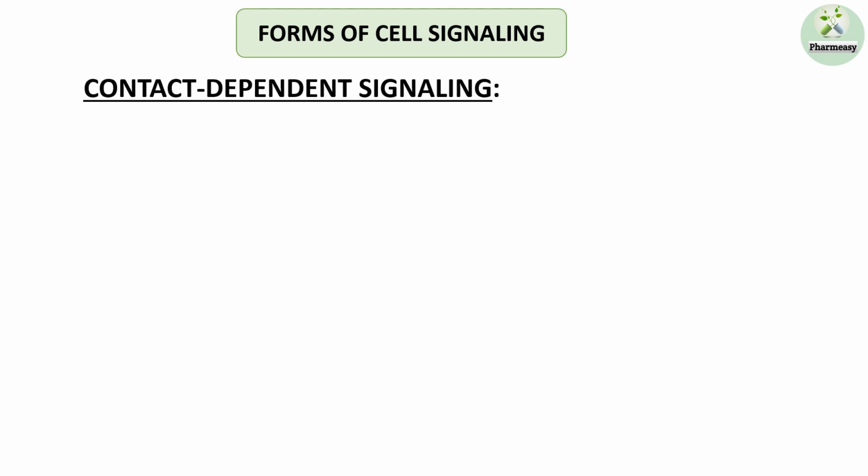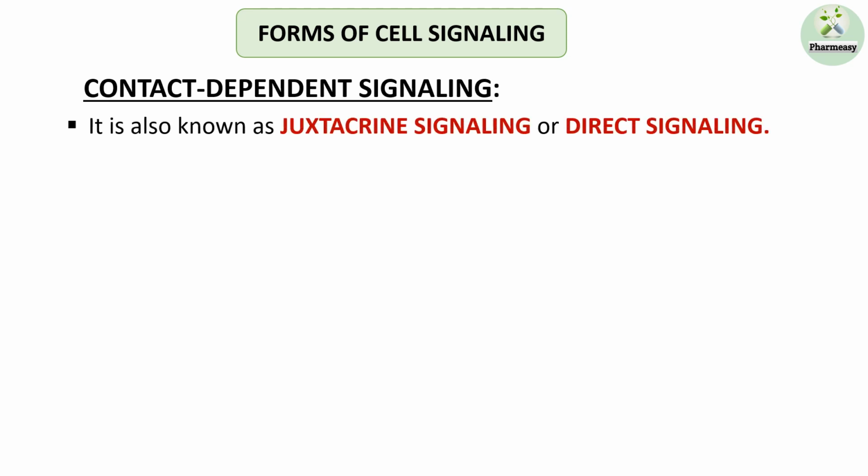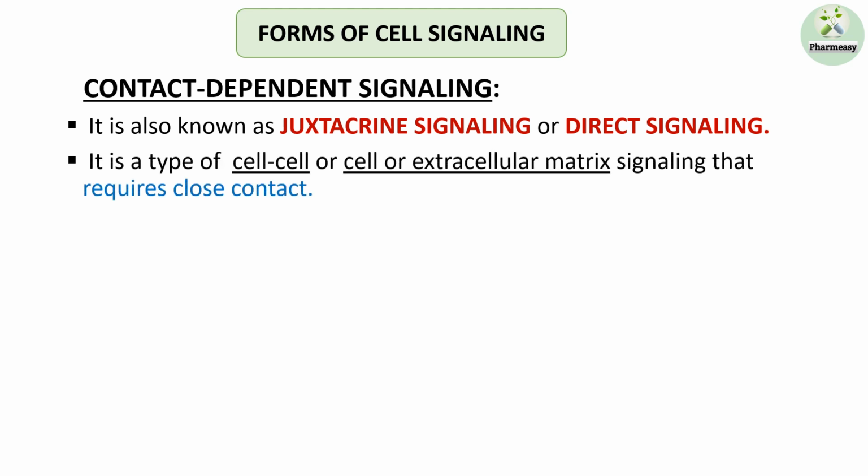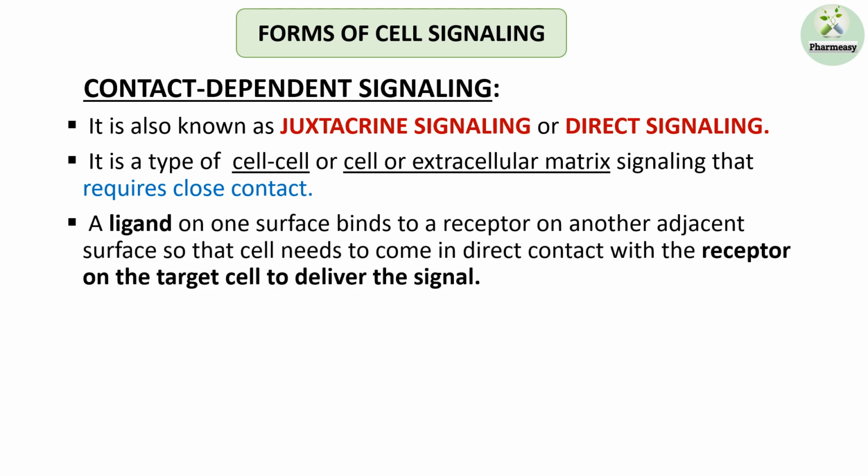So, first category will be contact-dependent signaling. It is also known as juxtacrine signaling or direct signaling. It is a type of cell-cell or extracellular matrix signaling that requires close contact. This can be through gap junctions or through interactions of transmembrane proteins. A ligand on one surface binds to a receptor on another adjacent surface, so that cell needs to come in direct contact with the receptor on the target cell to deliver the signal.